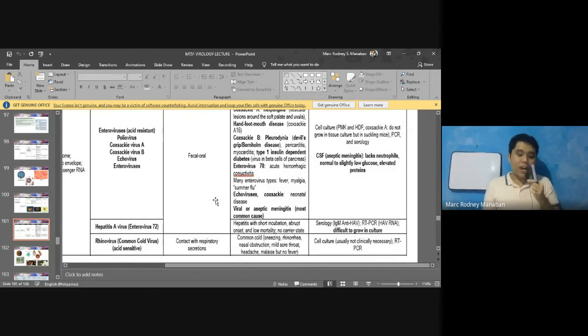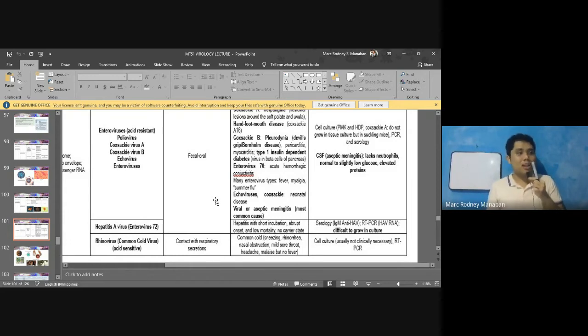Now, take note, your rhinovirus is acid sensitive. Take note, in comparison, your enteroviruses are acid resistant. Remember, they are enteroviruses. Therefore, because they can be transmitted fecal orally, they can withstand the acidic environment in the stomach because of their resistant capsid. However, your rhinovirus is acid sensitive.